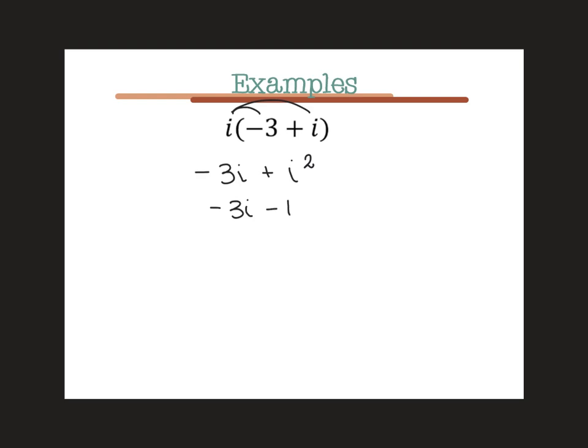This is not in standard form because to be written in standard form, we put our real part first and our imaginary part second. So we need to reorder this in order for it to be in standard form. So we would really want to write -1 minus 3i.